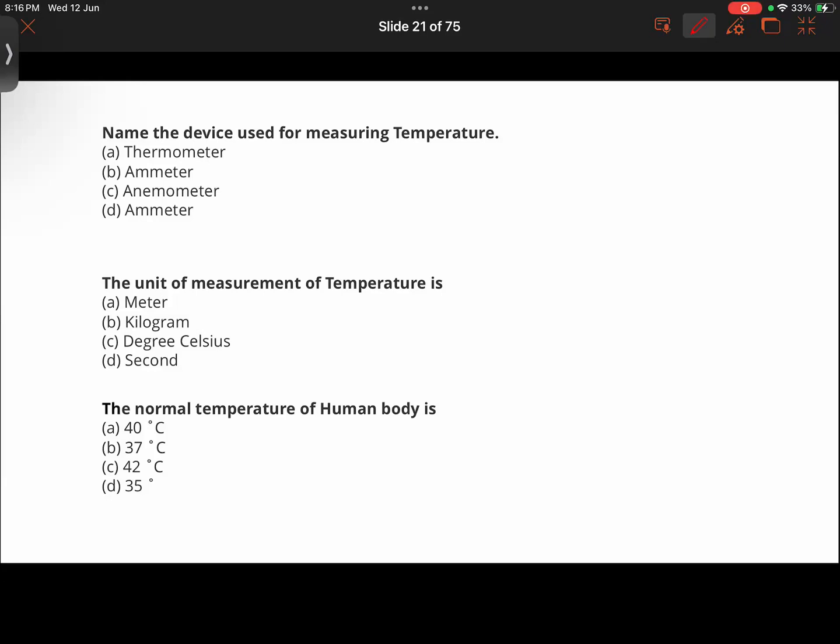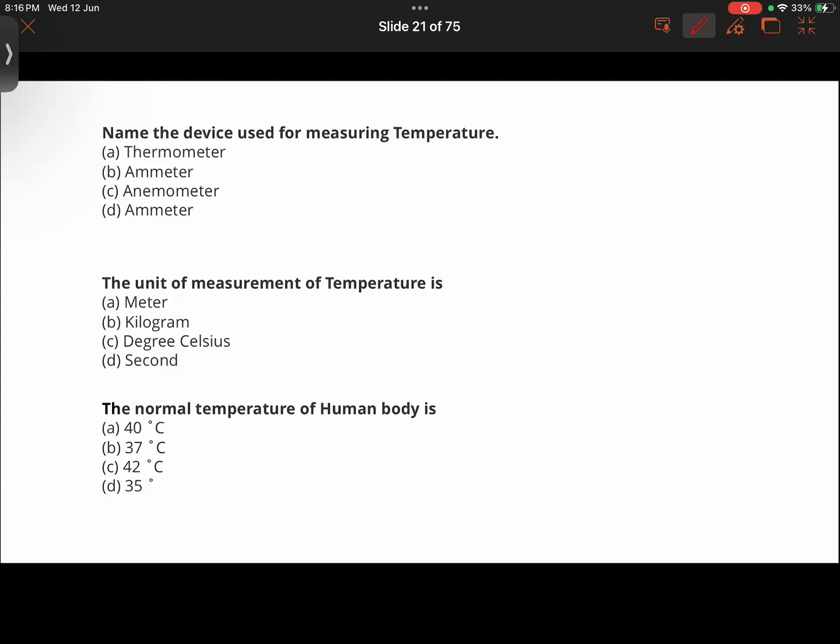First question: you guys tell me, why do we use mercury in clinical and laboratory thermometers? It's a simple question. To measure temperature, but that is not the exact answer.